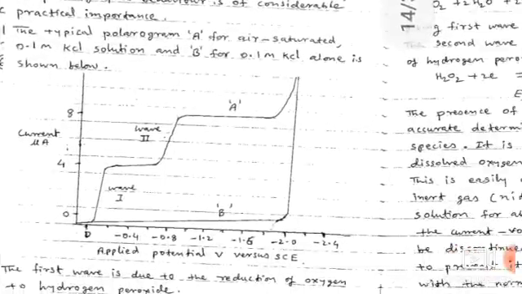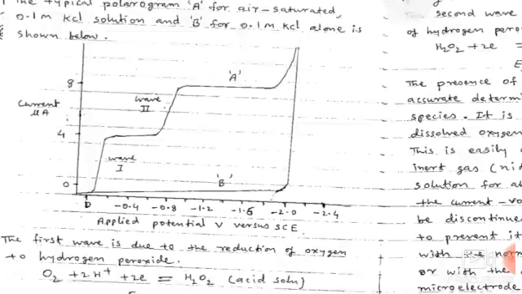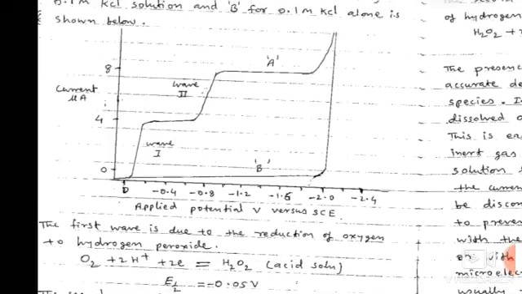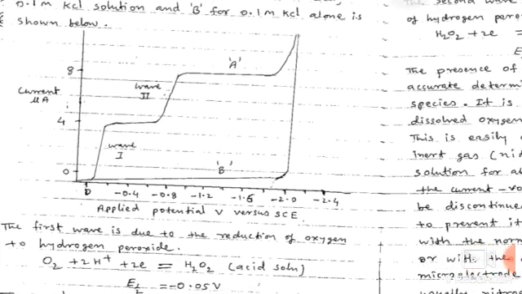So the typical polarogram: E for the air saturated 0.1 molar KCl solution and B for the 0.1 molar KCl alone. So here E is for the air saturated KCl, and B is only for the KCl alone. So see what is the nature of this curve.